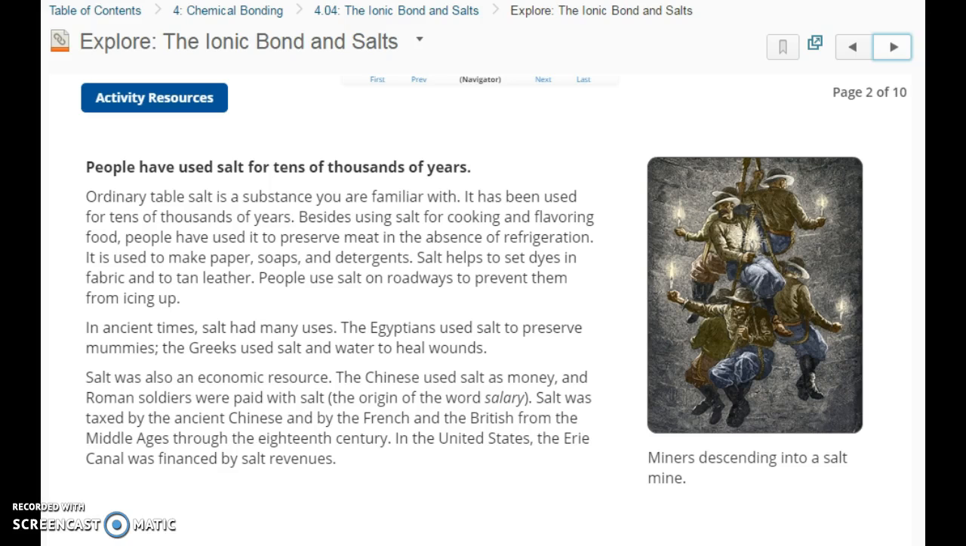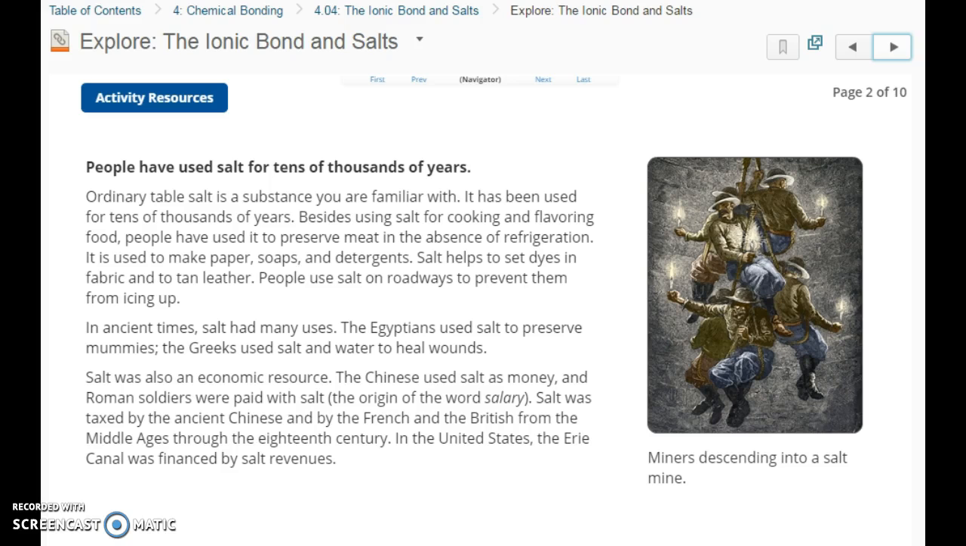Besides using salt for cooking and flavoring food, people have used it to preserve meat in the absence of refrigeration, like jerky. It is used to make paper, soaps, and detergents. Salt helps us set dyes in fabric and to tan leather. People use salt on roadways to prevent them from icing up.